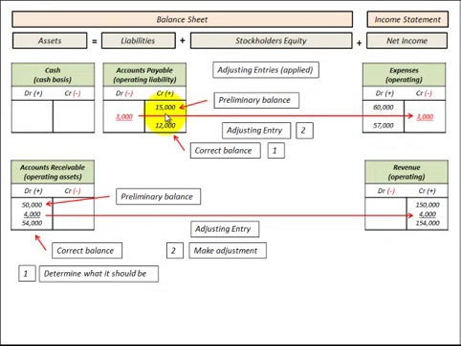So we've made this adjusting entry on our balance sheet to accounts payable. We decreased it by $3,000, or debited it for $3,000. Well, we had to have a balancing adjusting entry on our income statement, and that would have been to credit or reduce our expenses for $3,000.